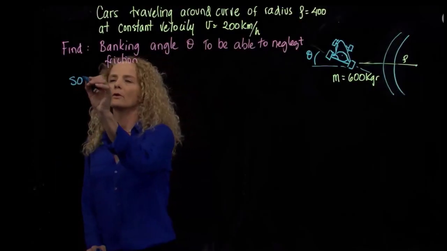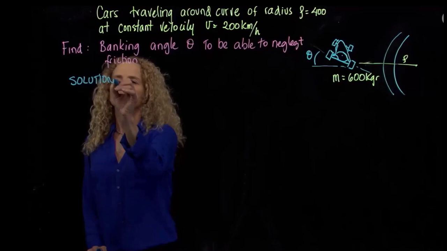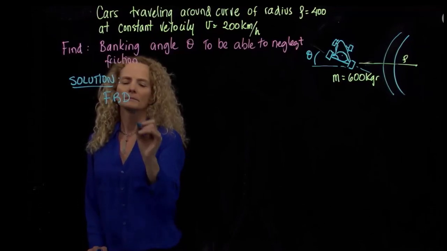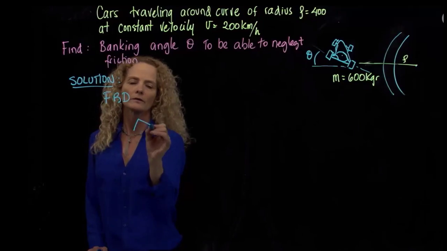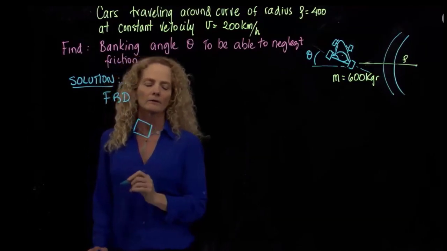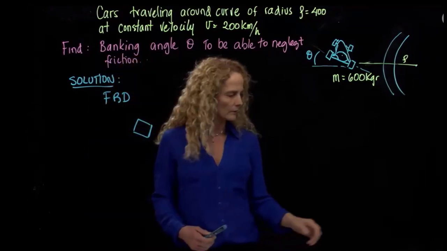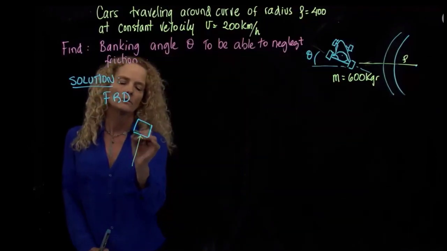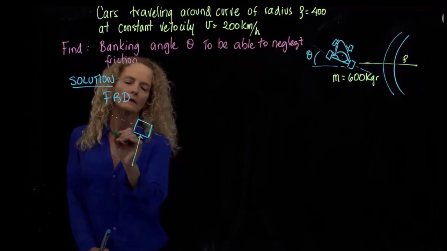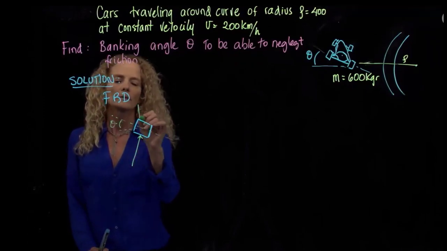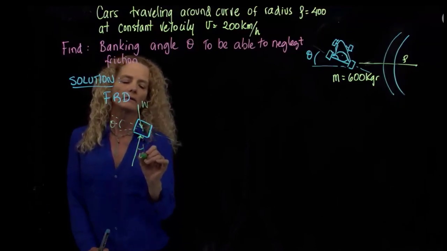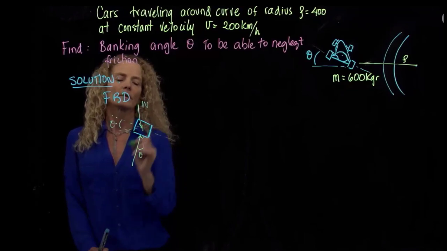For the solution, we always start with our free body diagram of the car. I will draw just a little square, neglecting the size of the car. And what do I have? I have my normal force. This is inclined, right? We know that this is inclined by theta, and we have the weight. If that angle is theta, this angle is theta as well.